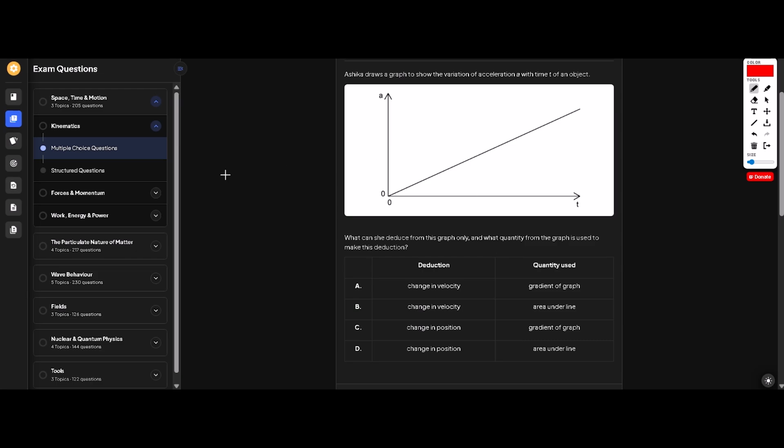Acceleration is equal to the change in velocity divided by the change in time. So once you have acceleration and time, what is the missing part? Velocity. So probably it's not the change in position, so it's not C. Between A and B, is it a change in velocity for A, which is the gradient of the graph, or the area under the line? So I'm going to go for the area under the line, which would give me the change in the velocity. And this would be answer B.